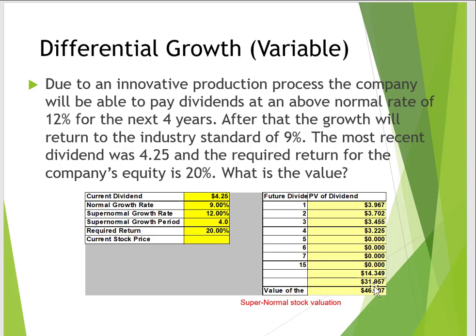So the present value of those dividends is $14.35. The future price at the end of 4 years is expected to be $31.95. That's its present value. So you add those together, the present value of the dividends plus the present value of the future price, and we end up with $46.31 as the expected present value of this stock.